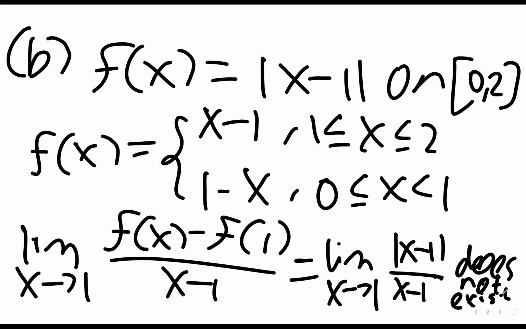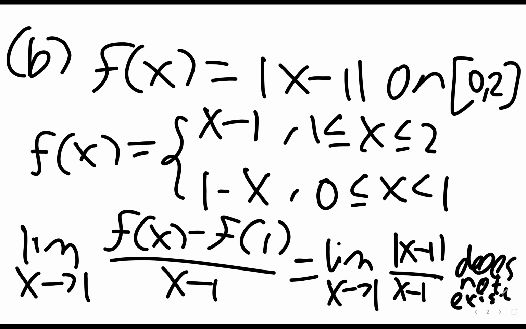The reason this limit does not exist is that if you calculate the right-hand limit, you get 1. If you calculate the left-hand limit, you get minus 1. So the right-hand limit and the left-hand limit are different, and the limit does not exist. That's why the function is not differentiable at 1. So 1 is a singular point of f.